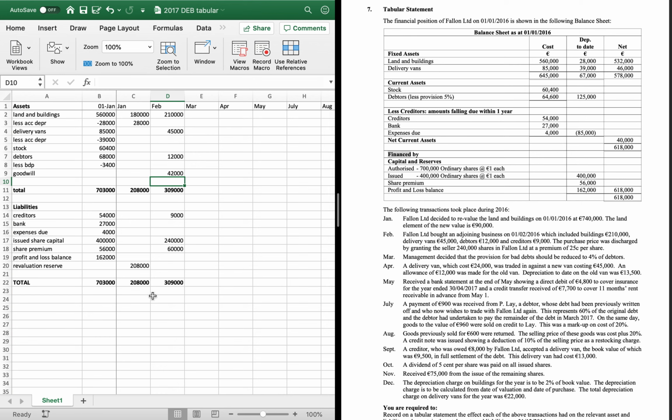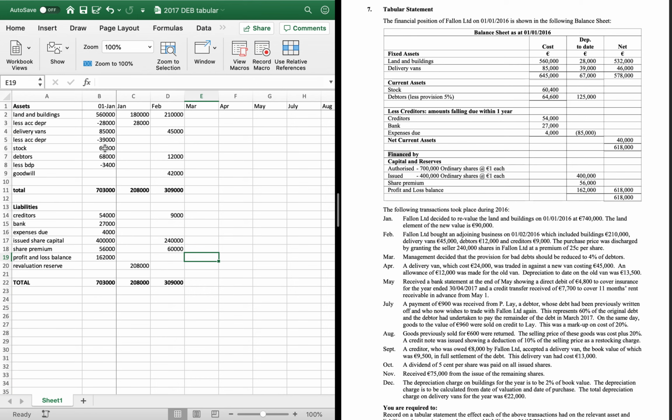So we know that a decrease in bad debt provision is a profit. So this profit and loss has to go up. And then we're going to have to change this 3,400. And our answer has to be less than 3,400 because it's a decrease.